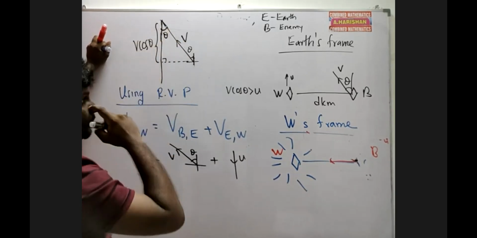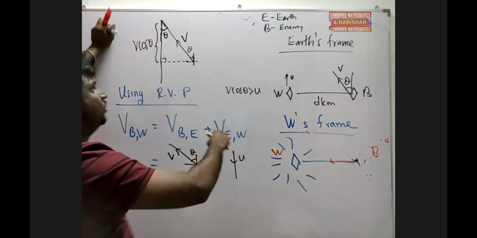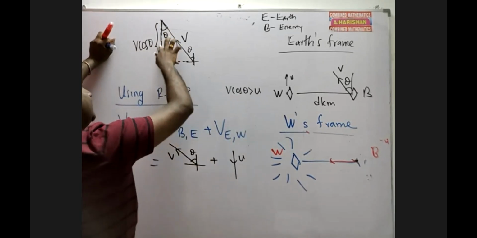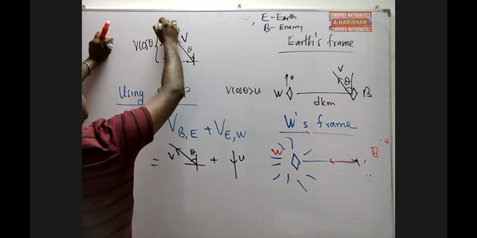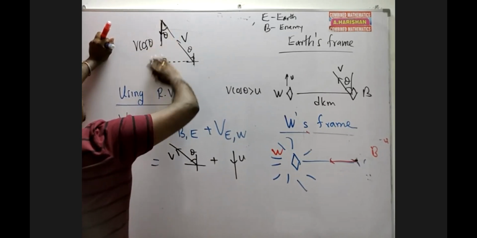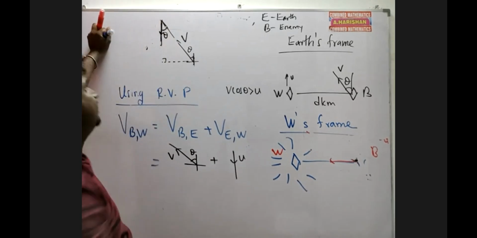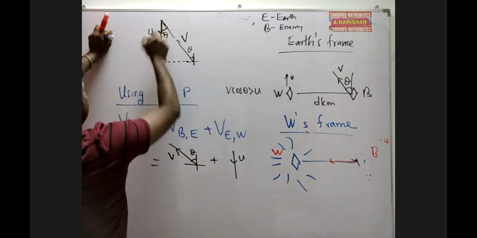V cos theta. But they say V cos theta is greater than U. So U must be less than that. Somewhere here I have to stop. So this is U. So I erase this. Do you understand? This is U. This one is U.